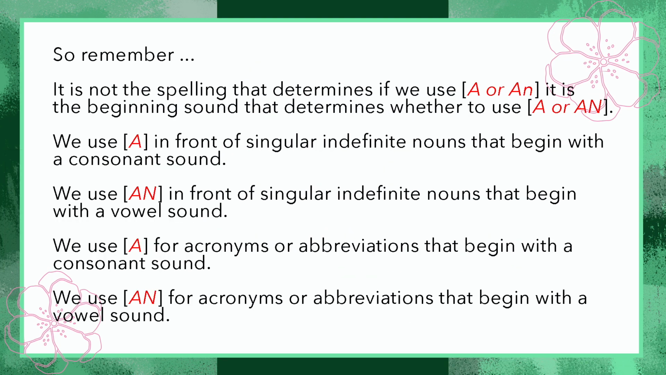So remember, it is not the spelling that determines if we use a or an. It is the beginning sound that determines whether to use a or an. We use a in front of singular indefinite nouns that begin with a consonant sound. We use an in front of singular indefinite nouns that begin with a vowel sound. We use a for acronyms or abbreviations that begin with a consonant sound. We use an for acronyms or abbreviations that begin with a vowel sound.